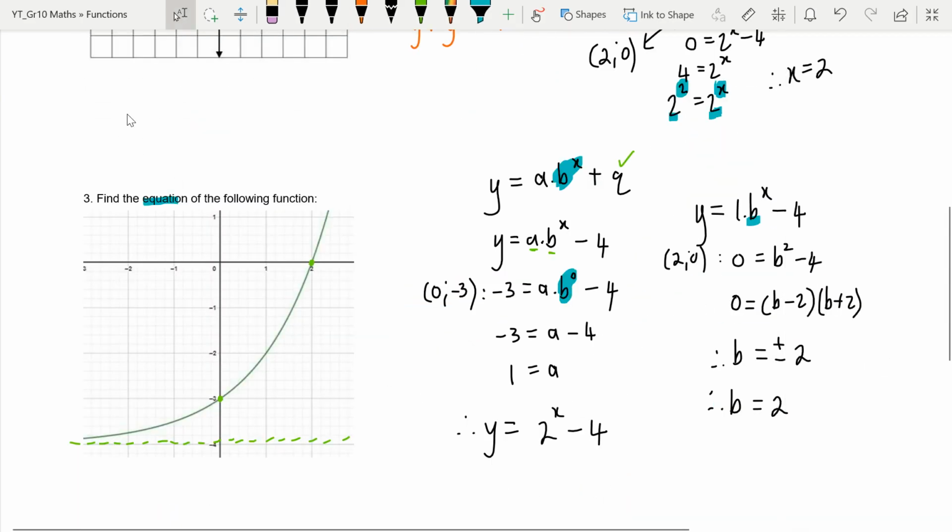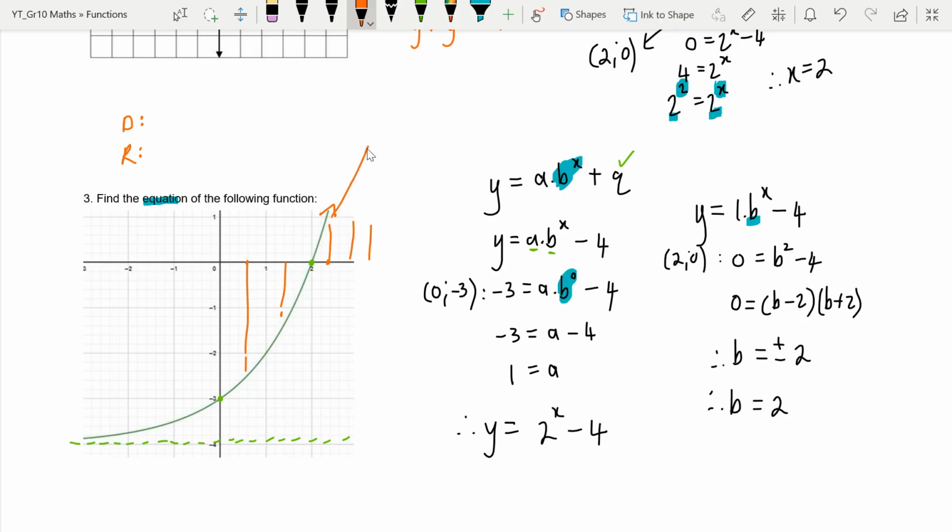Okay, now for the third one. Let me just write it over there. We're going to find the domain and the range for this graph. For the domain, let's position ourselves anywhere on the x-axis. There's a solution, so it's part of the domain. Part of the domain, and that carries on. As I'm going more and more to this side, this carries on as well. So there would be no restriction on any of the x values for the domain. So domain is x is an element of real numbers.